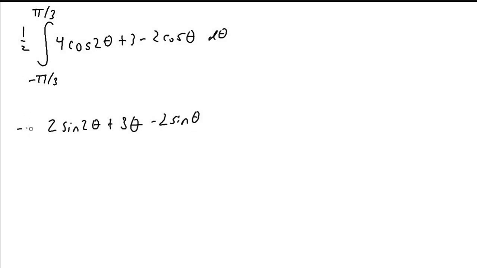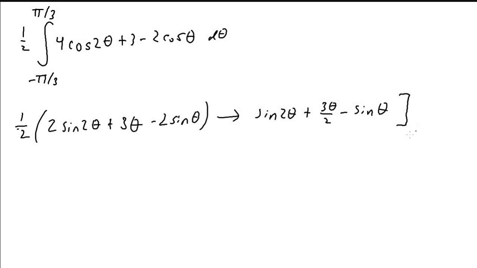So I'm going to add the 1/2 out front. And to evaluate, I'll distribute the 1/2, so we'll get sine of 2 theta plus 3 theta over 2 minus sine of theta. And so to evaluate, we're going to go from the bounds of negative pi over 3 to positive pi over 3.